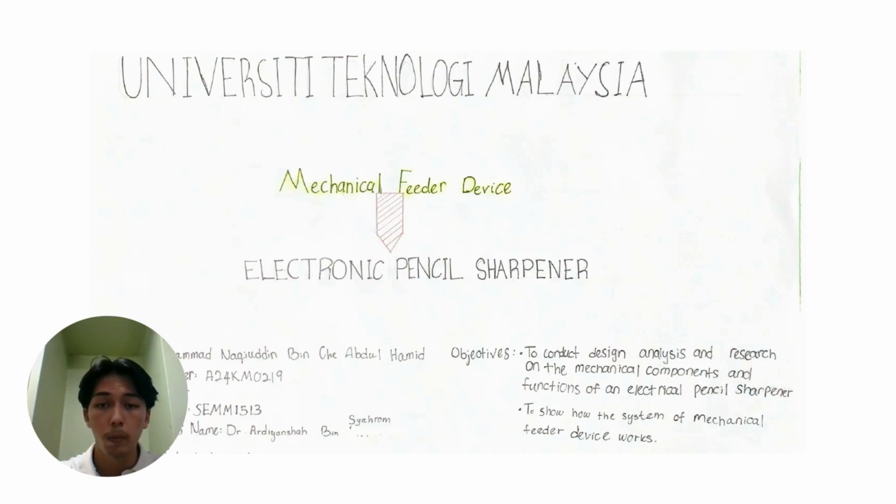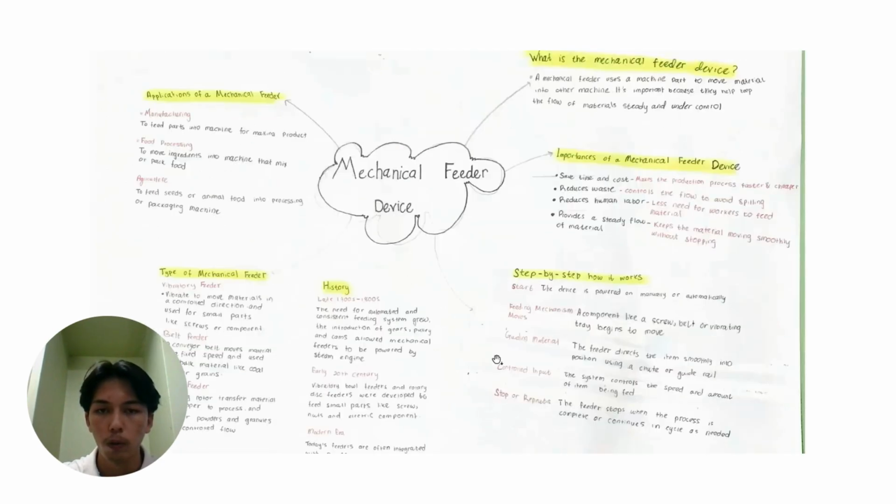For a mini project for introduction of design, I will present about a mechanical feeder device, and the device is an electronic pencil sharpener. The objectives of this project are to conduct design analysis and research on the mechanical components and functions of an electrical pencil sharpener, and to show how the system of a mechanical feeder device works. So we will move to the next page.